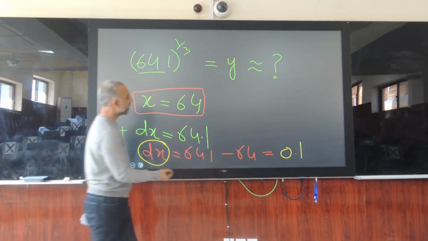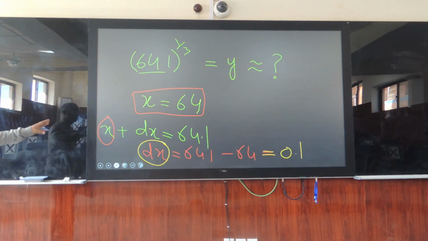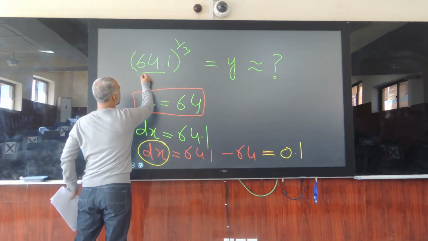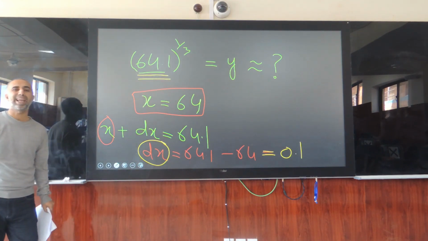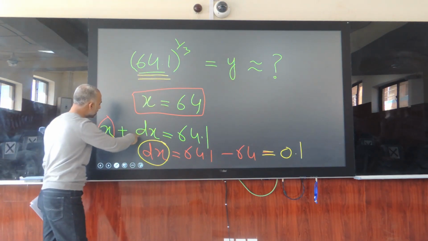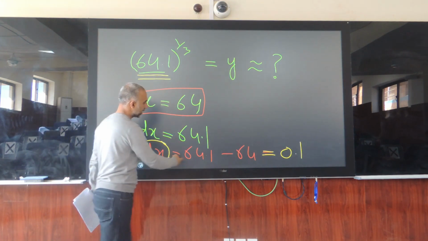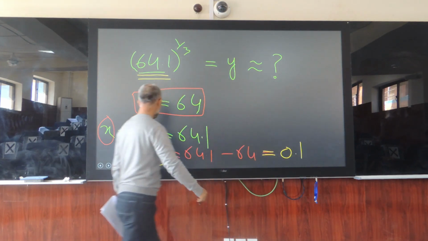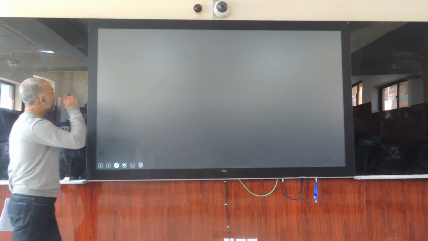So dx is calculated on an assumption basis once we consider x equal to 64, and we know this is the sum of a big value along with a small incremental value. The big value is 64, and the small increment in this big value is dx. So we calculated it as 0.1. Okay, let's move on further.